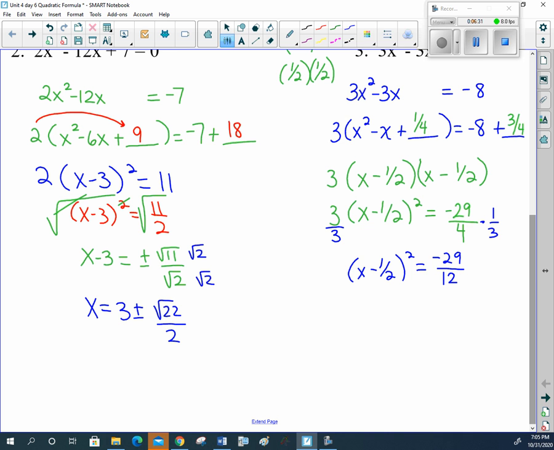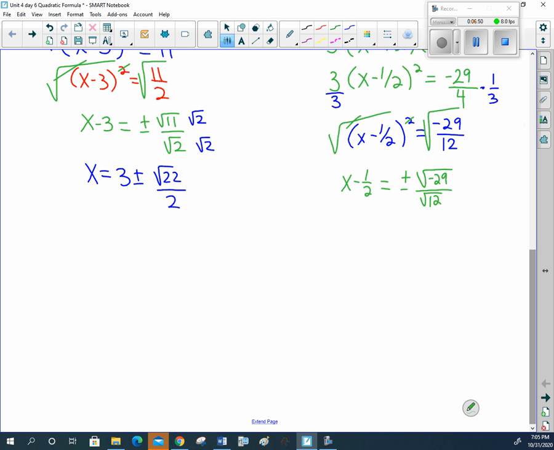So now we're ready to take the square root of both sides. And we get x minus 1/2 equals plus or minus the square root. I'll separate the radicals, -29 over square root of 12. Okay, we're going to have to work on this radical over here. I'm going to add the 1/2. Now, first of all, it's the square root of -29, so I know that's going to be an i. And then I also know that square root of 12 is 2√3. So now I'm going to rationalize that by multiplying top and bottom by √3.